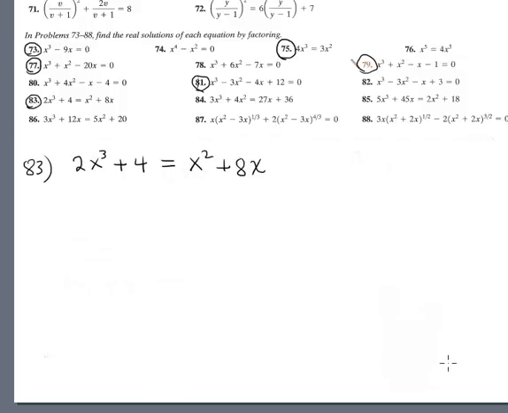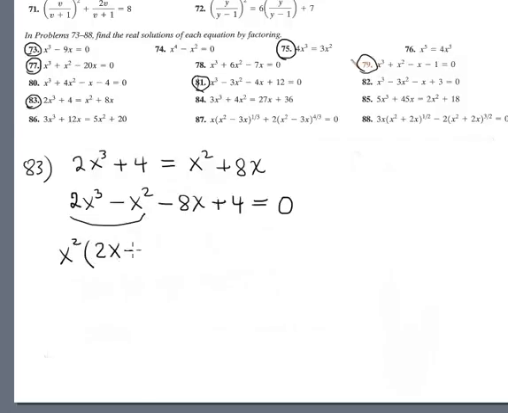Okay. Again, this is a factorable equation, but let me organize it in standard form. This is 2x cubed minus x squared minus 4x plus 2 equal to 0. Now apply factorization by grouping. The GCF here is x squared, 2x minus 1. The GCF here is minus 4, 2x minus 1.